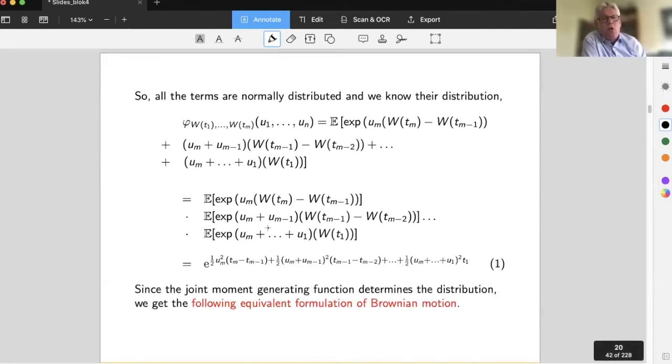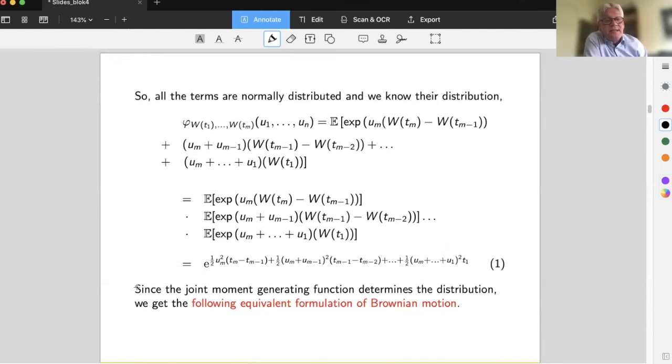And we know those, right? All of these are normally distributed. We know the mean, we know the variance, and we know that this joint moment generating function is then in fact e to the power 1/2 times the squared term for t_m minus t_m minus 1 plus 1/2 times plus minus 1 squared times this expression plus etc., plus 1/2, and then all the terms added, plus minus 1 plus etc. plus U2 plus U1 squared times t1. So we have a closed form expression for the joint moment generating function for this Brownian motion.